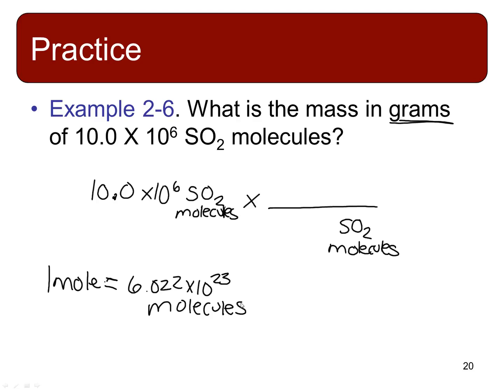Okay, so our first step, the only common unit that we have is that we are given molecules. So the only common relationship we have here is that 1 mole is equal to Avogadro's number, or that many molecules. Really this is just kind of the reverse of what we did earlier. We went from grams to molecules, and now we're going from molecules to grams. We don't have a direct relationship between grams and molecules, so we have to go to moles first and then convert to grams.